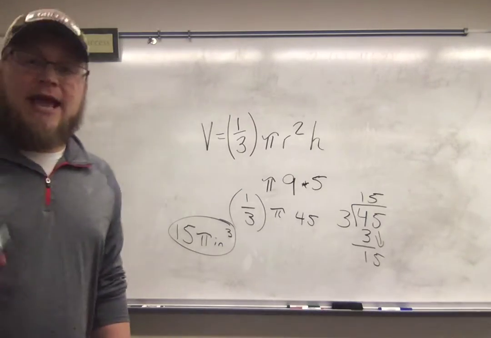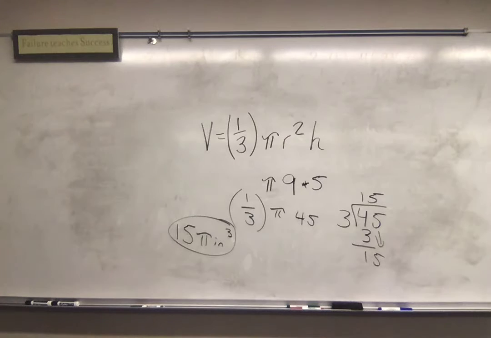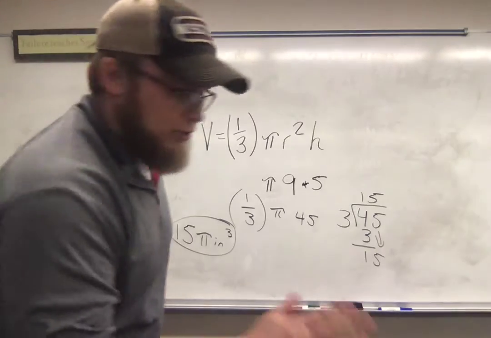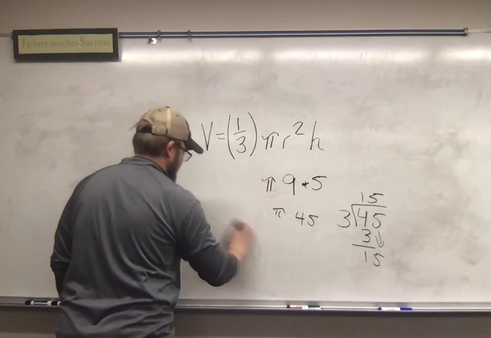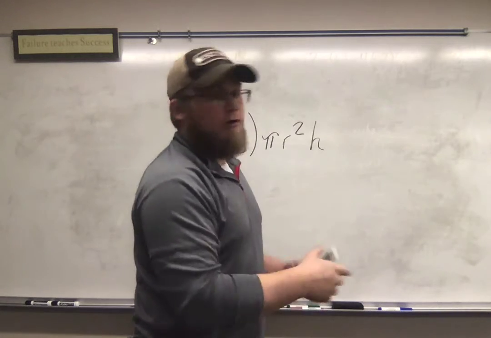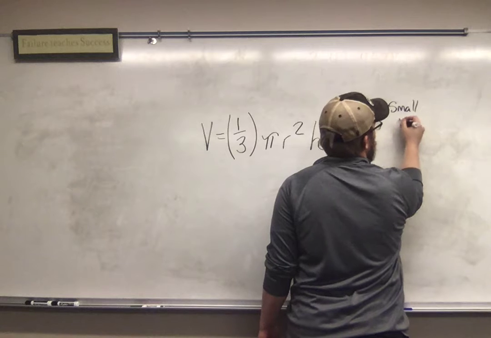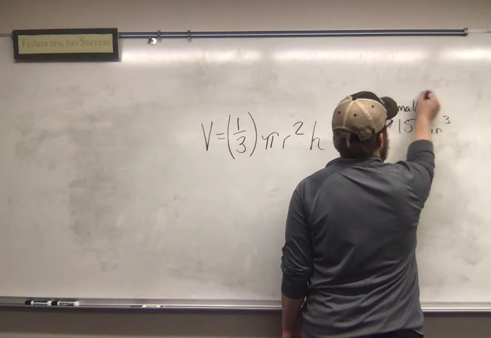Okay, that is the answer for the smaller cone's volume. I'll just leave that there for 10 seconds, and then I'm going to do the other one so you can see. Now let's do the larger cone. I'm going to make a little note of that so I don't forget it. This was the small one, which was 15 pi inches cubed.